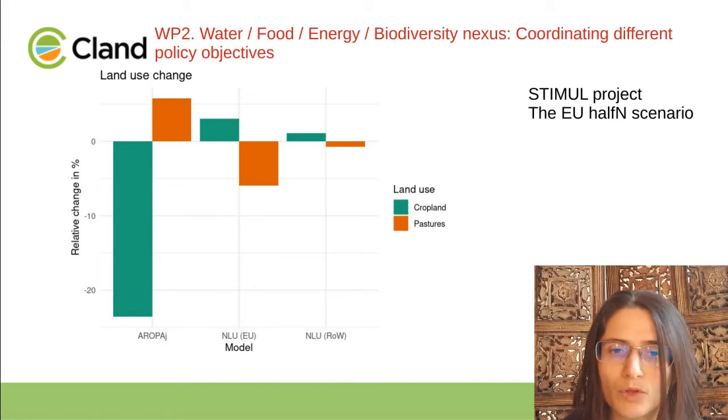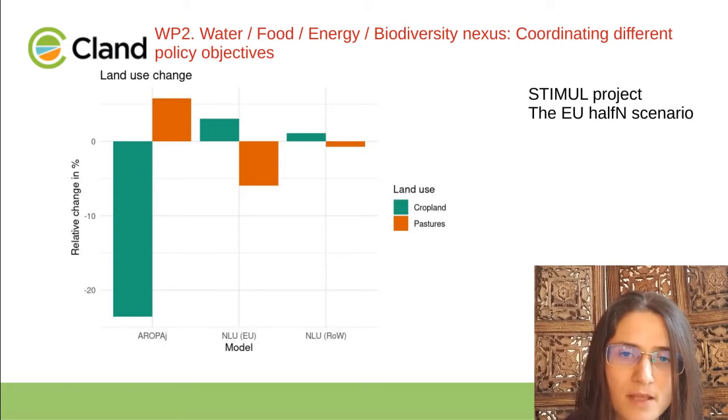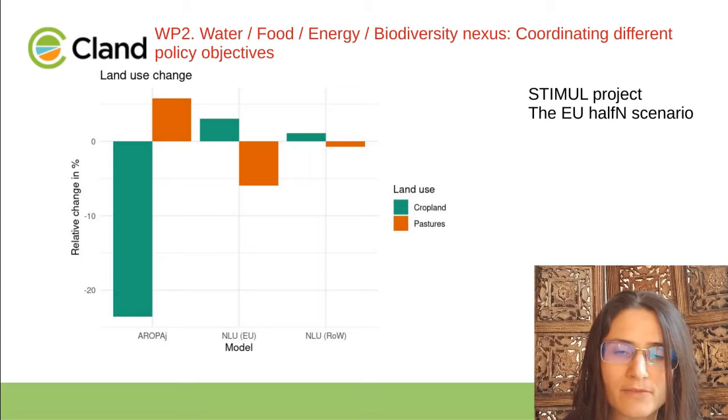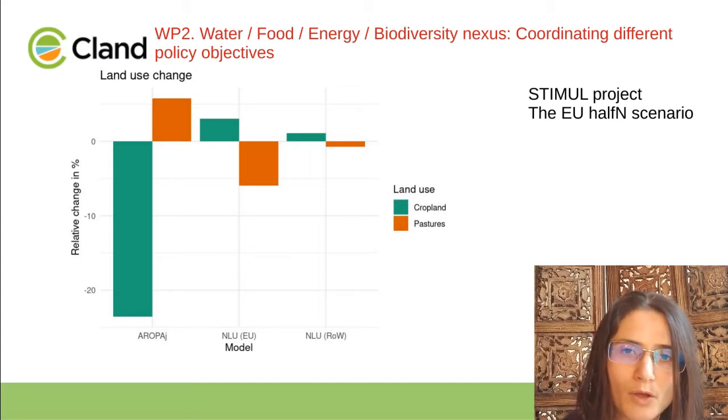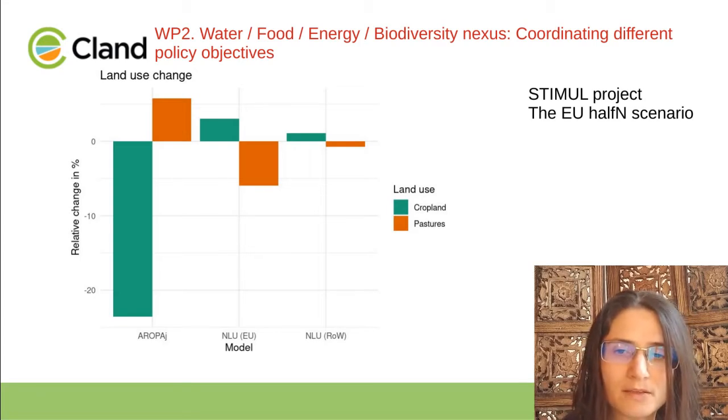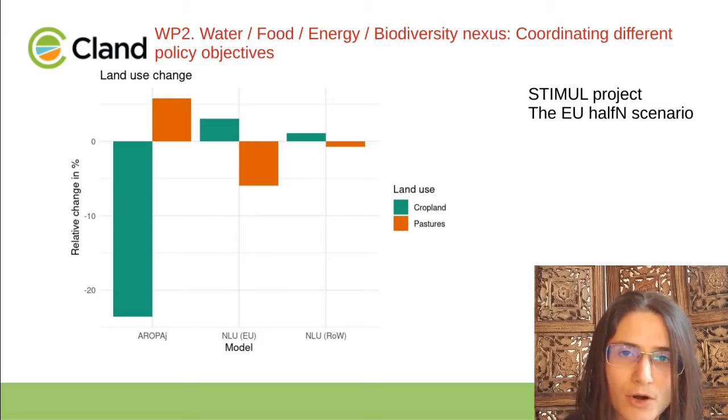AgroParis is a supply-side model of European agriculture. Supply-side means that we don't model the whole food market. We only have European production, so we model farms at the scale of groups of farms, and for each group of farms we have some production functions relating to inputs, which are water and nitrogen.